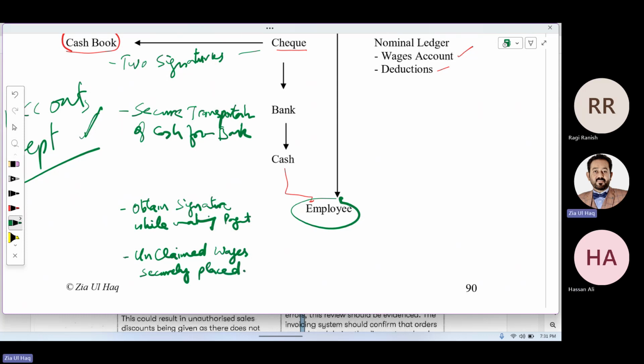So that on the next day you can pay the employees, or it's better you should rebank into the bank. On the next day, you should withdraw again and then pay the employees. Because if you keep the cash in the company, there will be chances of misuse, if you don't have any secure drawer where you can keep the cash properly. So unclaimed wages should be securely placed or should be rebanked.